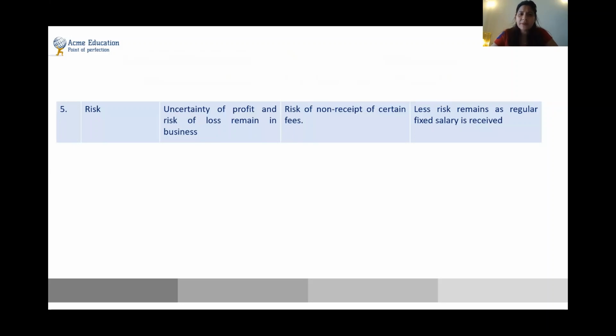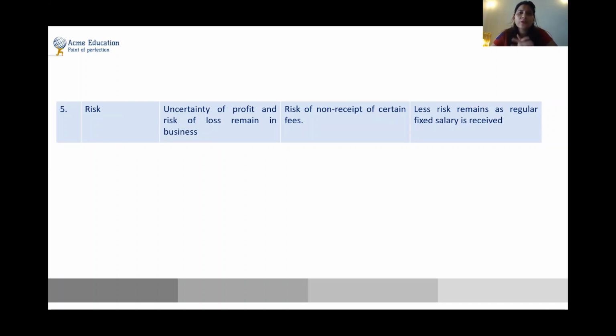So when you're doing business, is there any risk involved? So yes, there is going to be a lot of risk. There is going to be natural risk. There is going to be man-made risk, but there is a lot of risk involved when you're doing business. When you're doing a profession, again, there is a risk of non-receipt of the fees. Certain times you serve your clients and then they don't pay you. So there is a little bit of risk involved in case of the profession.